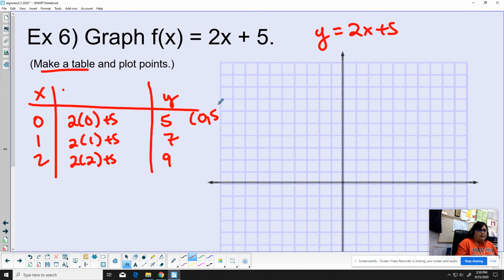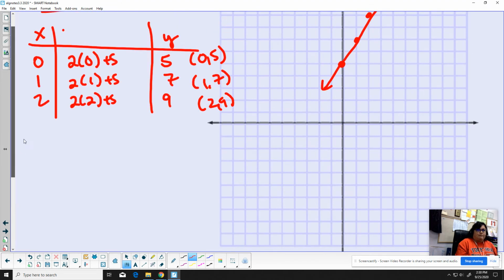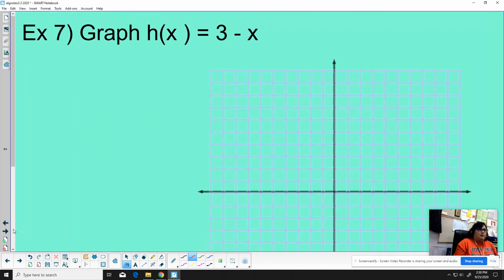So I can write the points out, or I can just read the table. So 0, 5 would be up 5: 1, 2, 3, 4, 5. 1, 7 would be right 1 and up 7. 2, 9 would be right 2 and up 9. And that's what my picture looks like. Okay? All right. Press pause and you try this one. It's exactly the same thing. Use 0, 1, and 2 again, and get it graphed on a piece of graph paper, or you can freehand it on the paper that you're using.